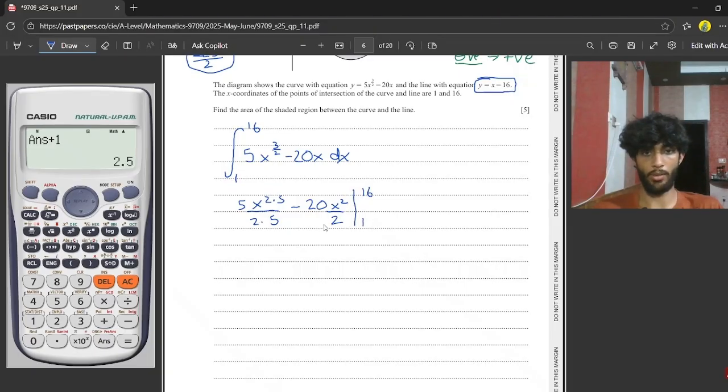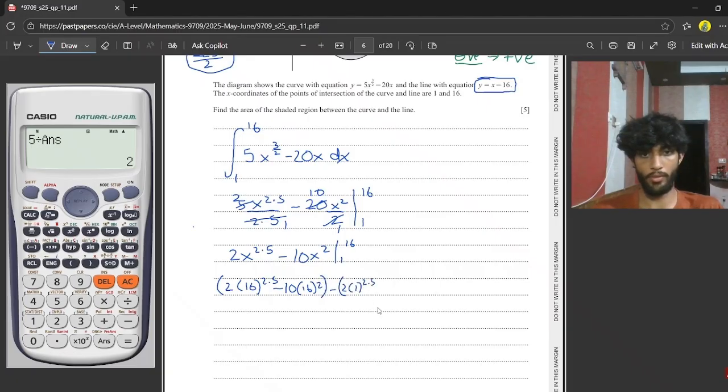We can simplify this a little. 2 times 1 is 2. 2 times 10 is 20. And 5 divided by 2.5 is going to be 2. Now we get 2x raised to the power 2.5 minus 10x squared. Limits are 16 and 1. We can apply these limits, and we are going to get 2 times 16 raised to the power 2.5 minus 10 times 16 raised to the power 2, minus 2 times 1 raised to the power 2.5 minus 10 times 1 raised to the power 2.